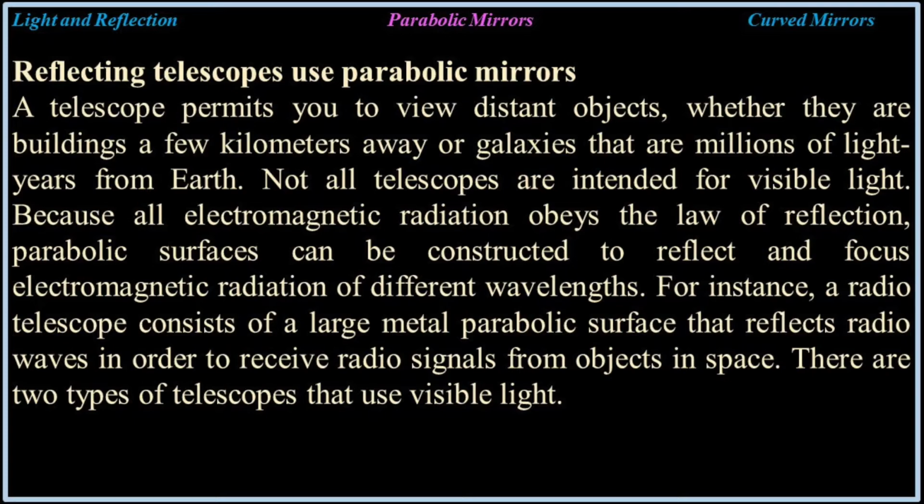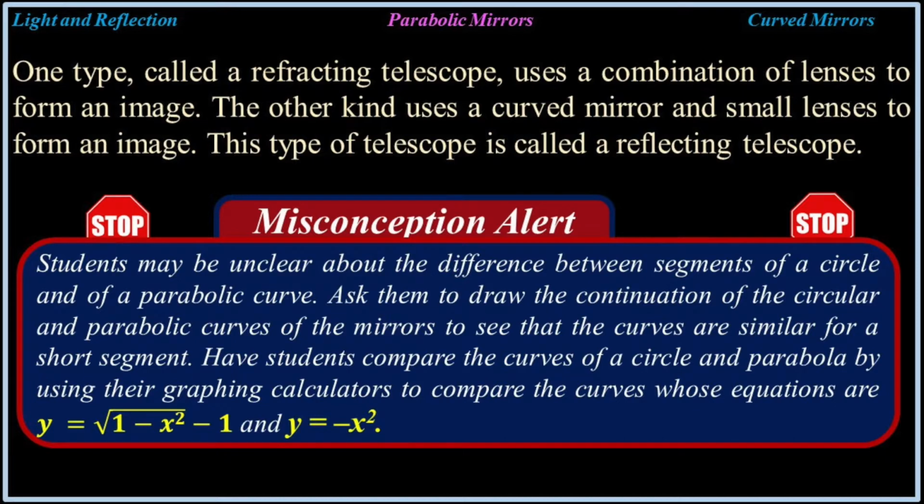There are two types of telescopes that use visible light. One type is called a refracting scope that uses a combination of lenses to form an image. The other kind uses a curved mirror and small lenses to form an image. This type of telescope is called a reflecting telescope.